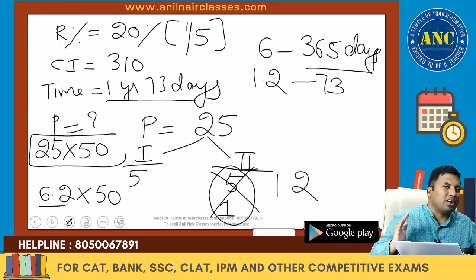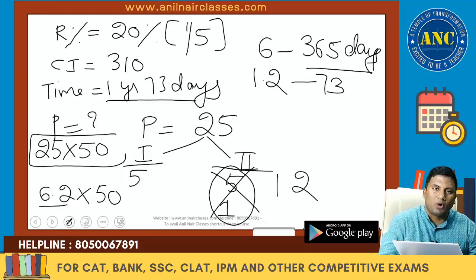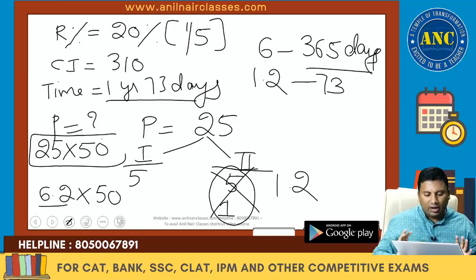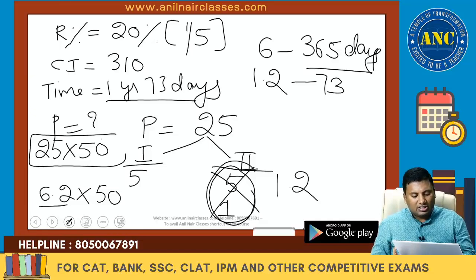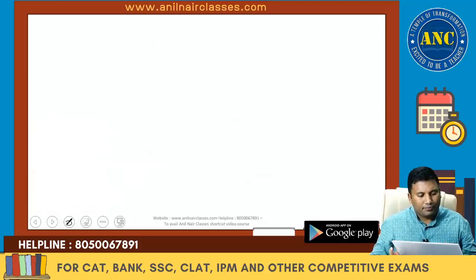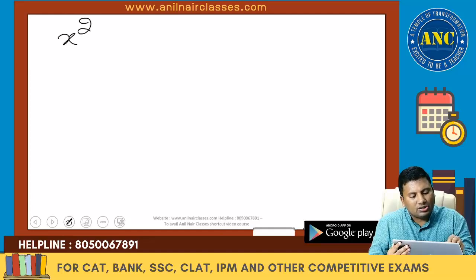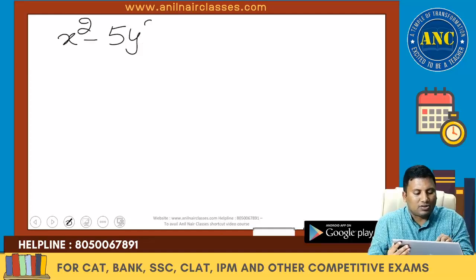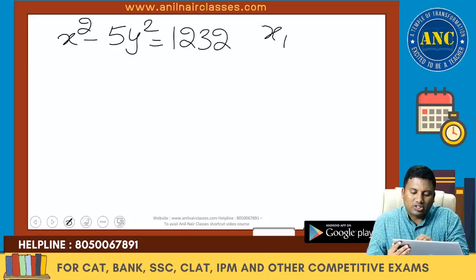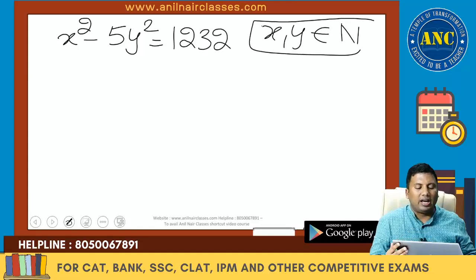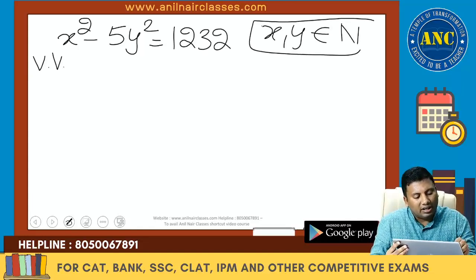These are some of the concepts which we could not discuss in the morning because of time constraint. I discussed square of a number. I will discuss another perfect square. I hope the logic is clear. Now see here. X square minus 5y square is equivalent to 1232. Morning I could not explain the application part of this question. X and Y are natural numbers. Very tough question, an original CAT question.